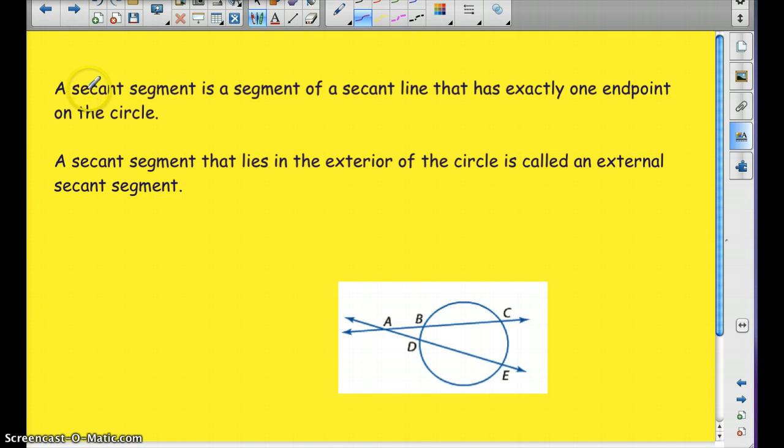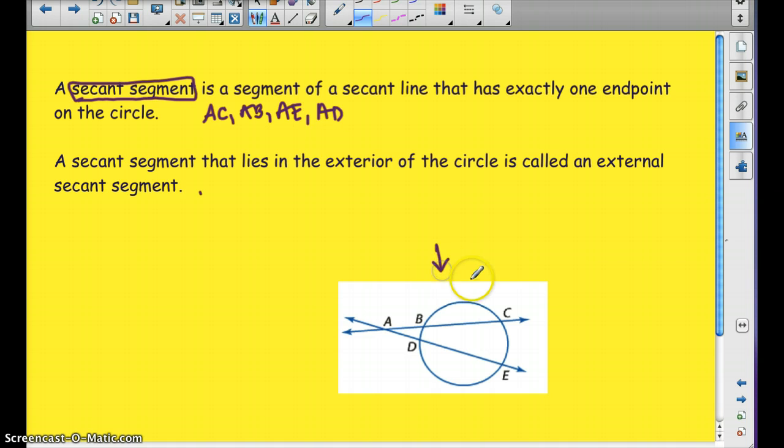Some more vocab words. A secant segment. So a secant segment is a segment of a secant line that has exactly one endpoint on the circle. So in this case, AC would be an example. AB, AE, and AD. Those are all examples.